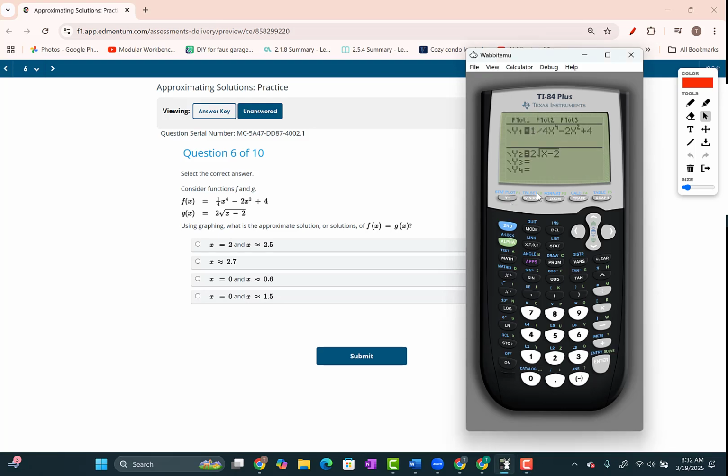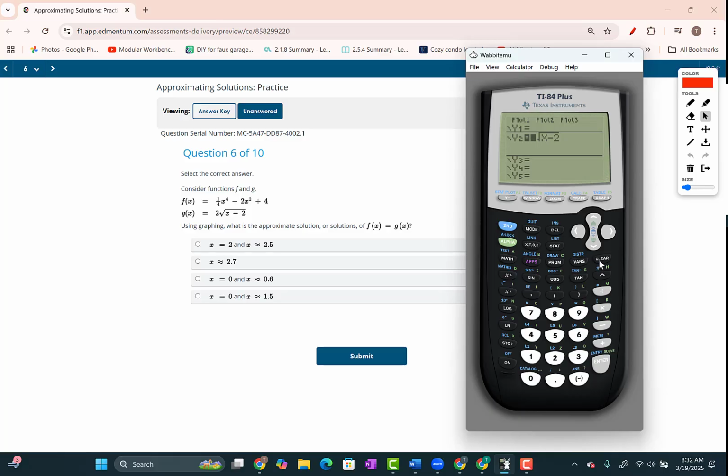Question 6, select the correct answer. We're going to consider these two functions where it says using the graphing method, so we can use the graphing calculator or Desmos. What is the approximate solution or solutions of f of x equals g of x?